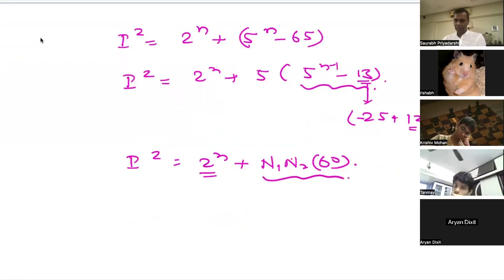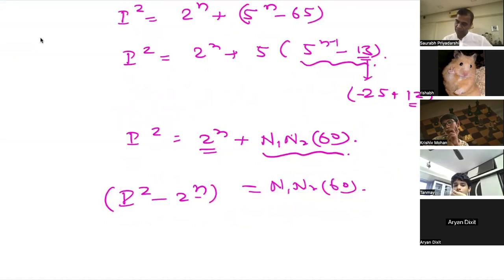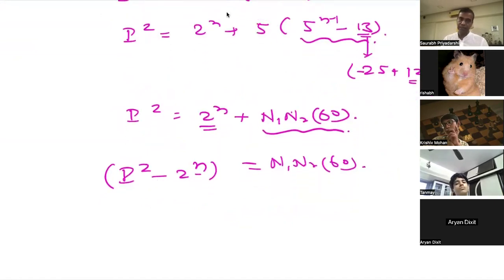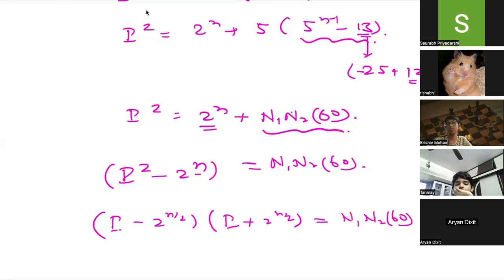So what is the meaning of this? If the number is even, so I square minus 2 to the power n is equal to n1, n2, and some number 60 is coming. And since n is even, I can factorize this number as I minus 2 to the power n by 2 and I plus 2 to the power n by 2 is equal to n1, n2 into 60. Is this okay, everyone? Yes, sir.